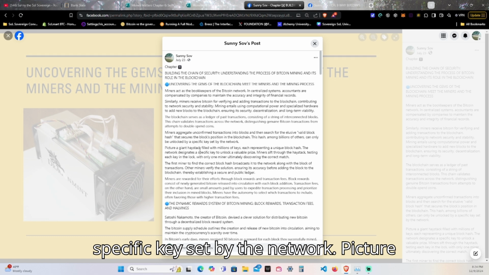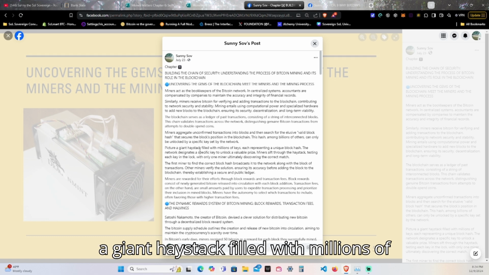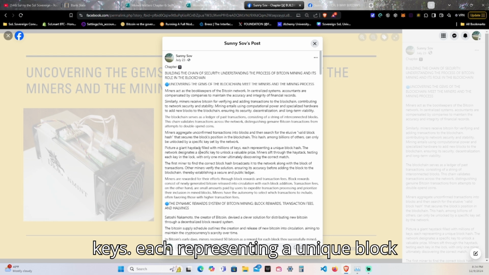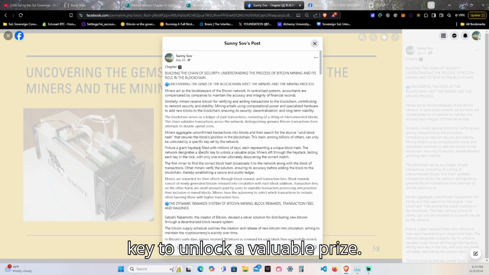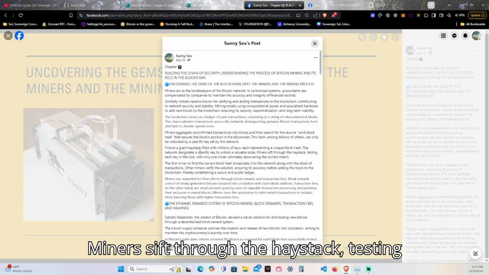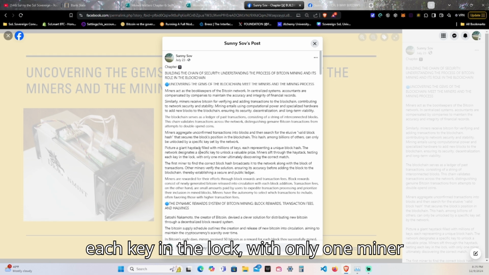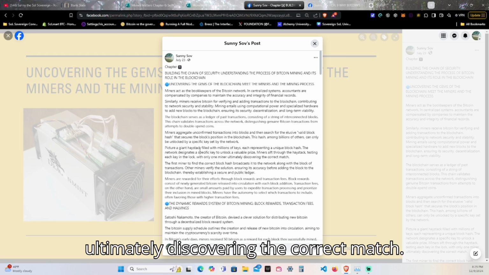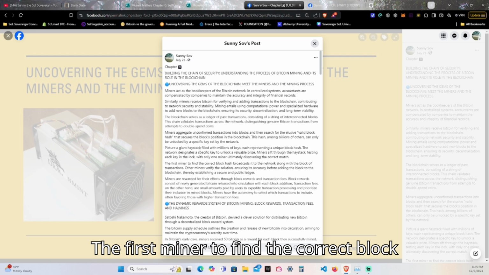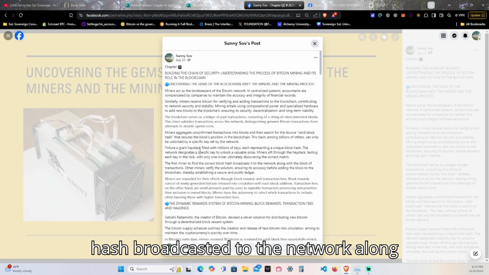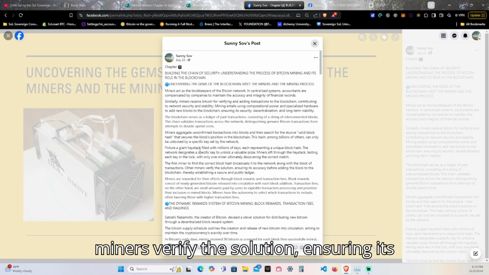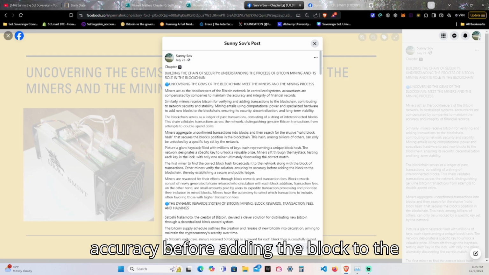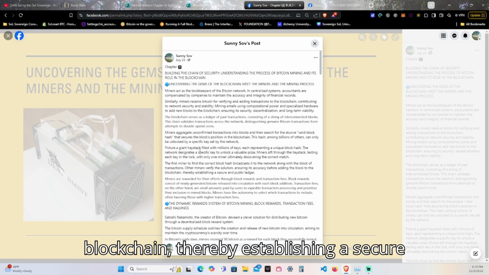This hash, among billions of others, can only be unlocked by a specific key set by the network. Picture a giant haystack filled with millions of keys, each representing a unique block hash. The network designates a specific key to unlock a valuable prize. Miners sift through the haystack, testing each key in the lock, with only one miner ultimately discovering the correct match. The first miner to find the correct block hash broadcasts it to the network along with the block of transactions. Other miners verify the solution, ensuring its accuracy before adding the block to the blockchain, thereby establishing a secure and public ledger.